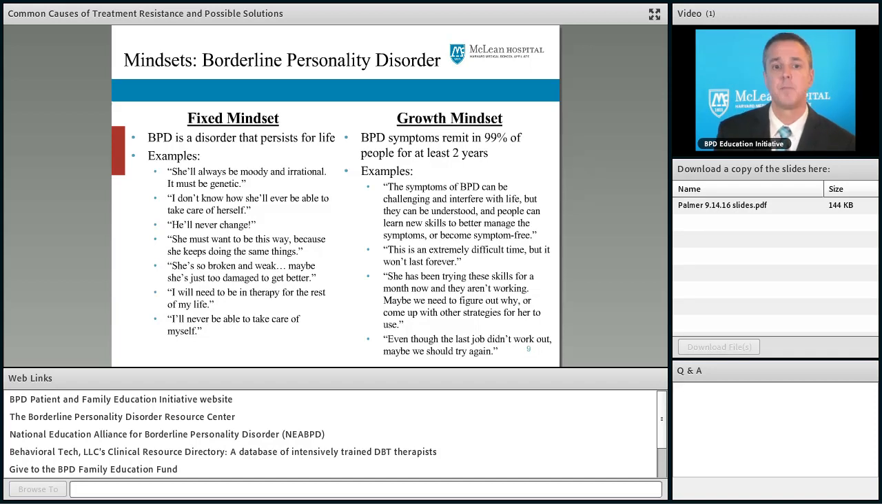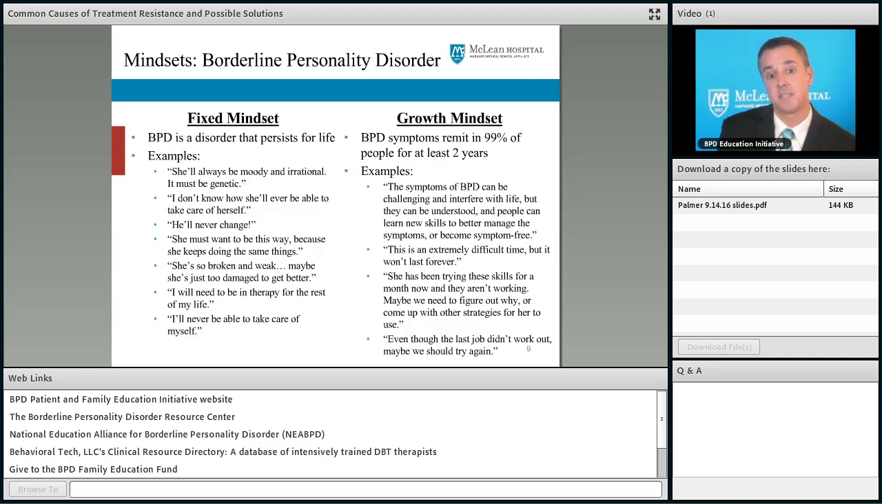So some examples of this mindset. Somebody might say she'll always be moody and irrational. It must be genetic. I don't know how she'll ever be able to take care of herself. He's never going to change. She must want to be this way because she keeps doing the same thing. Somebody who's been traumatized, people might say, oh, she's so broken and weak. Maybe she's just too damaged to ever get better and function or get a job. The people themselves might say, I'll need to be in therapy for the rest of my life. I don't know how I'd survive without therapy. Or they might say, I'll never be able to take care of myself. Those are all fixed mindsets.